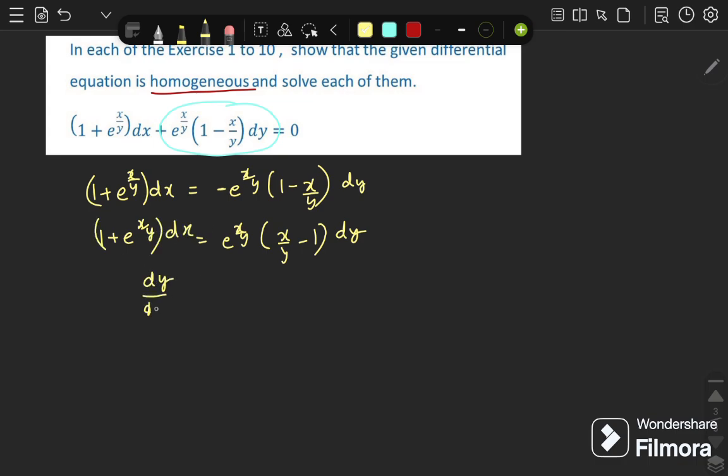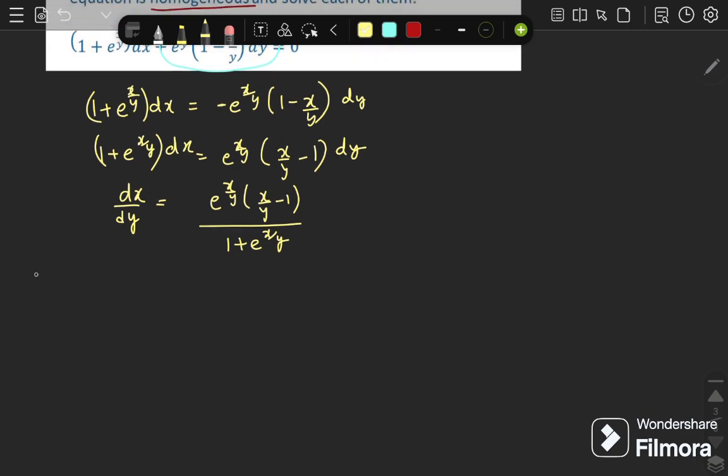I want dx by dy. Okay, I want dx by dy. I'll tell you the reason. dx/dy will be equal to e^(x/y)(x/y - 1) divided by (1 + e^(x/y)). Let's check if it is homogeneous.